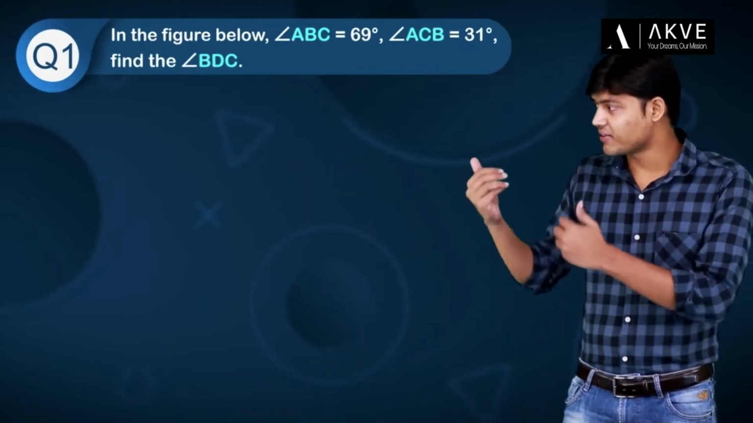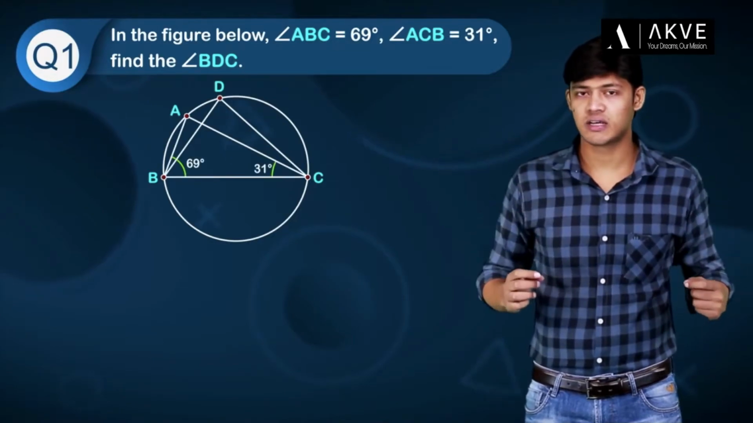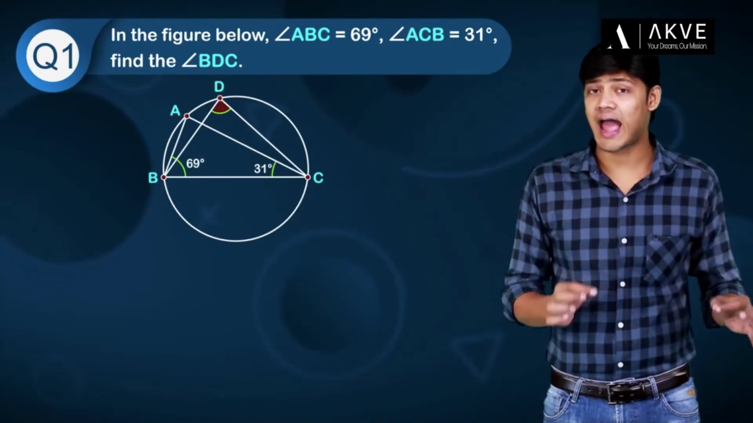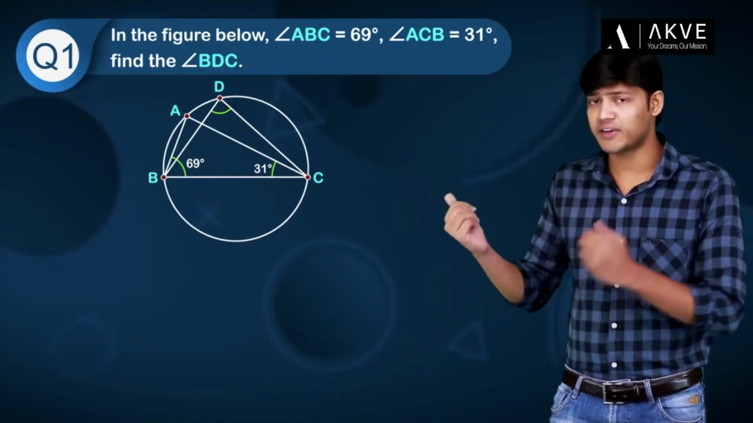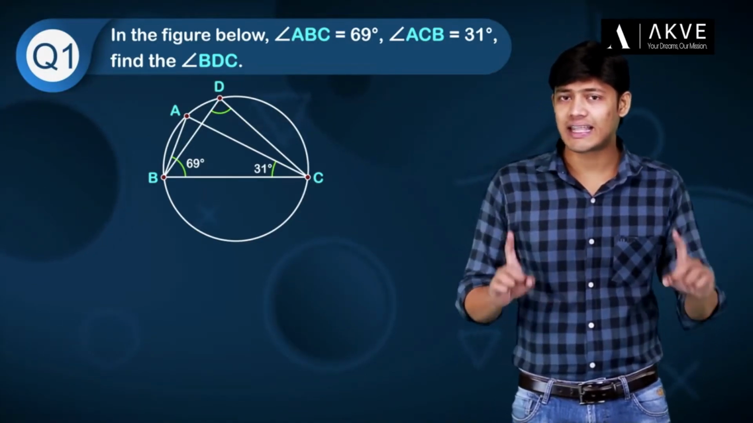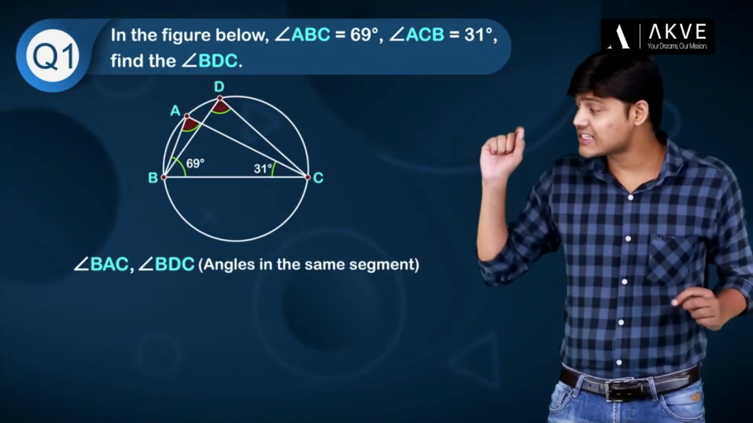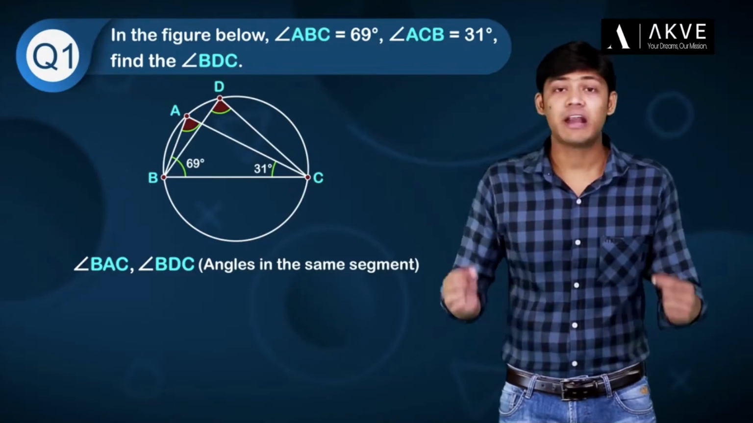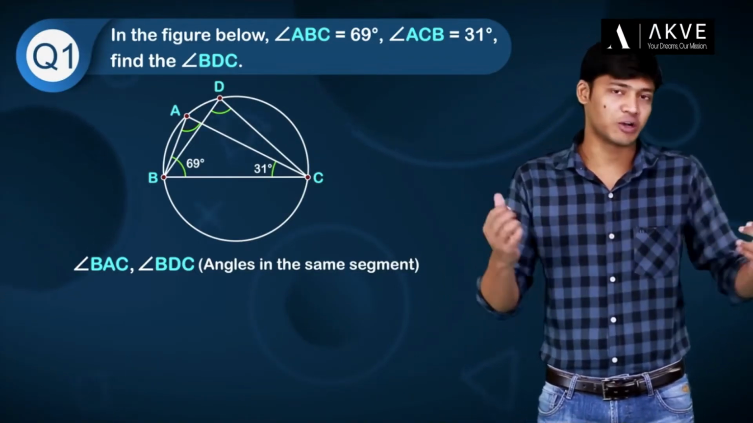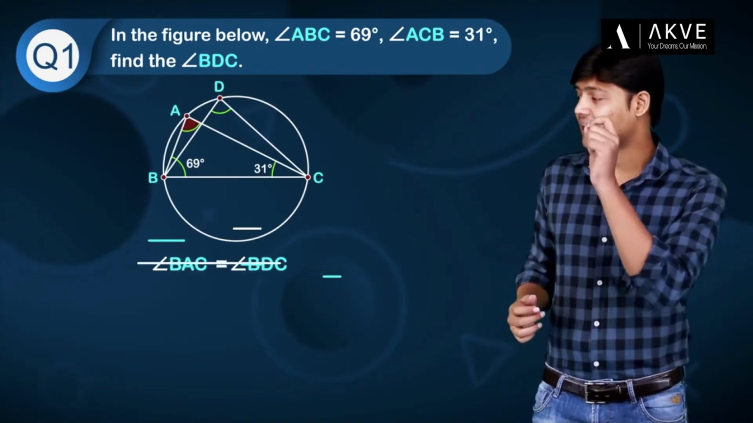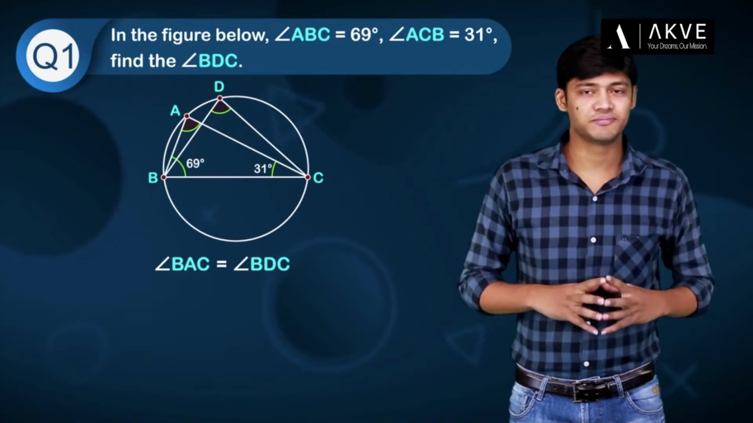So here is our first problem. In this problem we have been given two angles and we have to find the angle BDC. As soon as we look at the figure, we can clearly see that the angles BAC and BDC are the angles in the same segment. And we know that the angles in the same segment are equal. So the angle BAC is equal to the angle BDC.